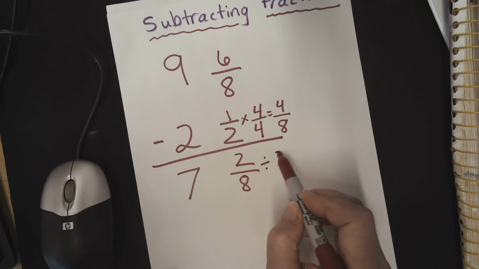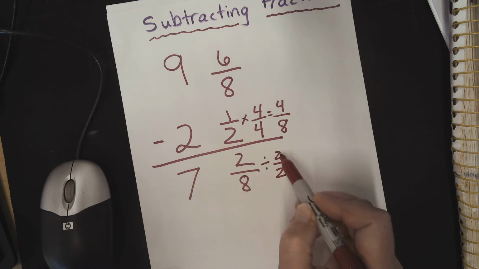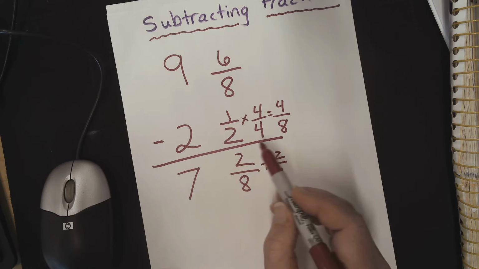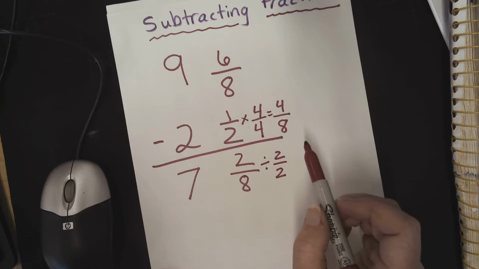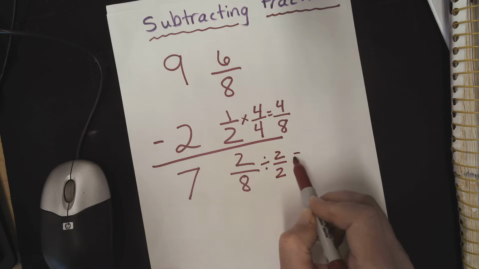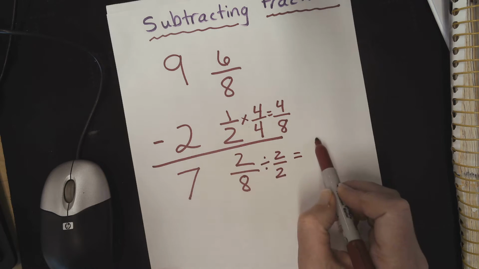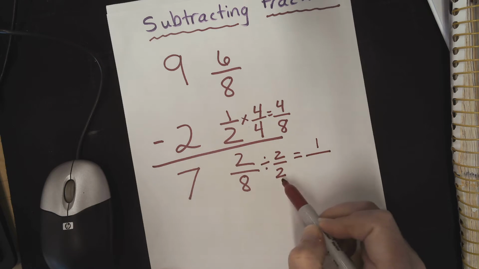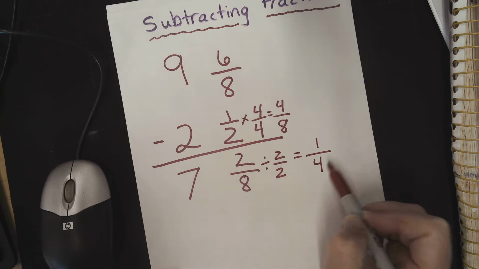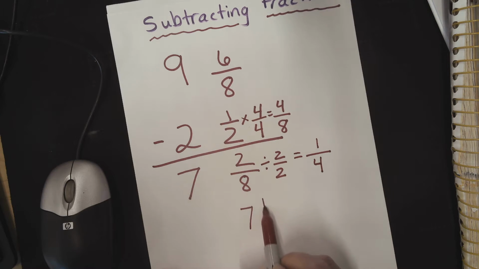So divide both top and bottom by 2, and it's 2 over 2 is 1, so I'm not changing the meaning of the fraction, but rather making an equivalent fraction. 2 divided by 2 is 1. 8 divided by 2 is 4. So my total answer is 7 and 1/4.